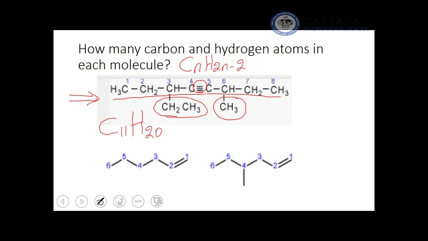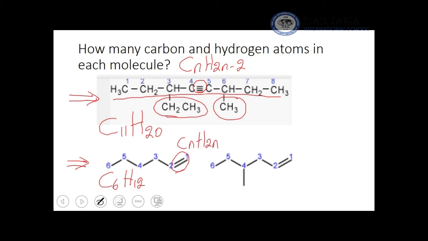Let's solve the second example. Here in this line angle formula, or a shorthand formula for alkene, there are 6 carbon atoms, so C6, but there is a double bond here, so I will use the formula CnH2n. I'm just going to multiply the number of carbon atoms by 2, so it becomes C6H12.